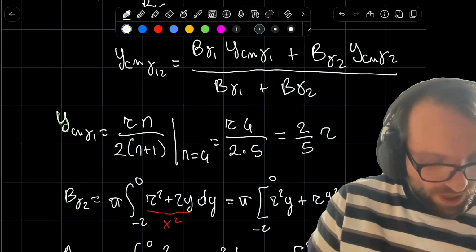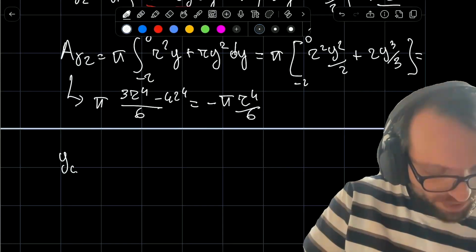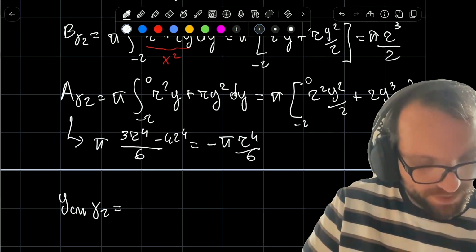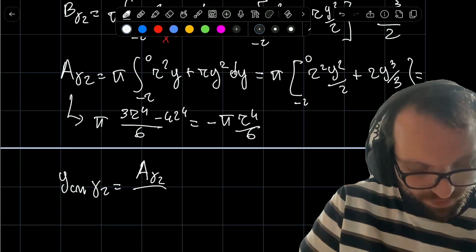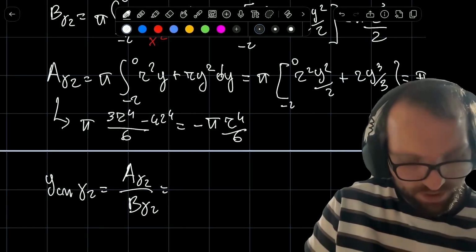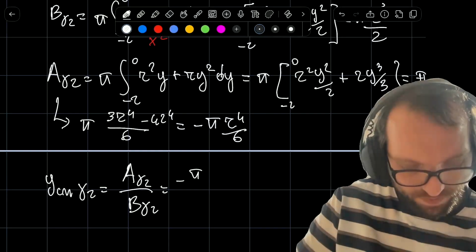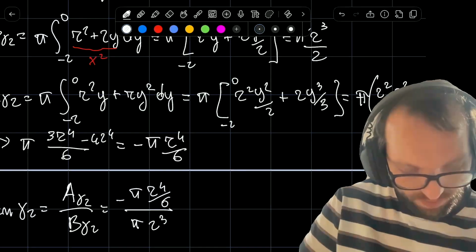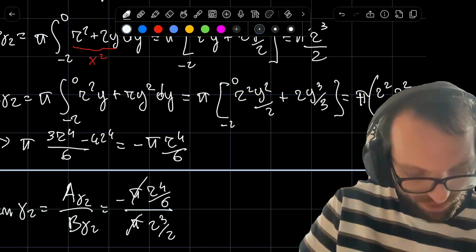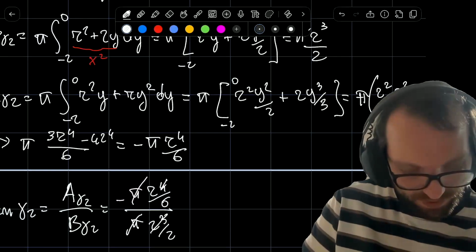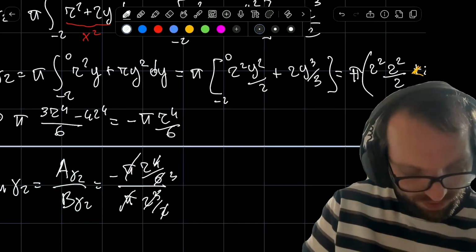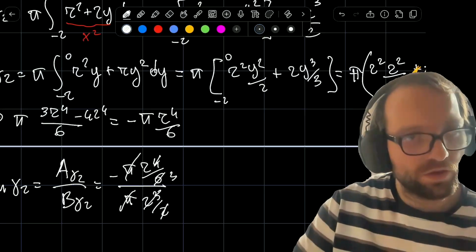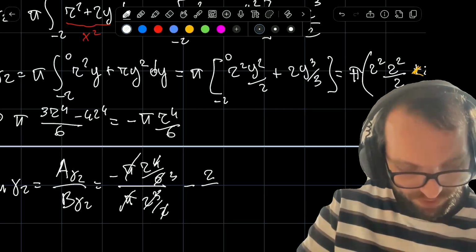Okay, so now we can find y of gamma 2, the y coordinate of the center of mass of gamma 2, which is a gamma 2 divided by gamma 2, which is going to be minus pi r fourth over 6, divided by pi r cubed over 2. Pi goes away. These cancel out here. These two cancel out here. So what remains is going to be minus r divided by 3.